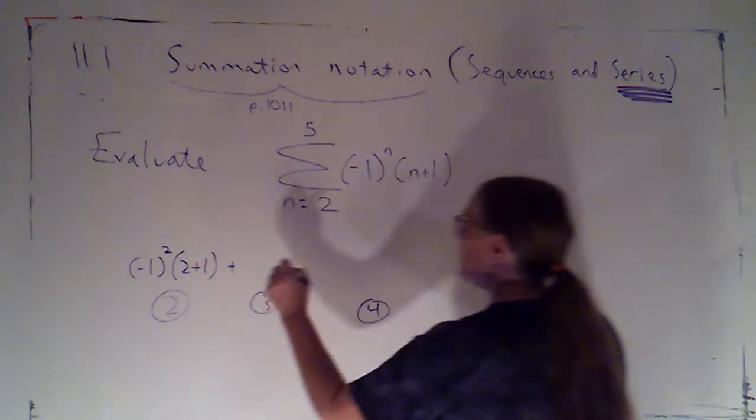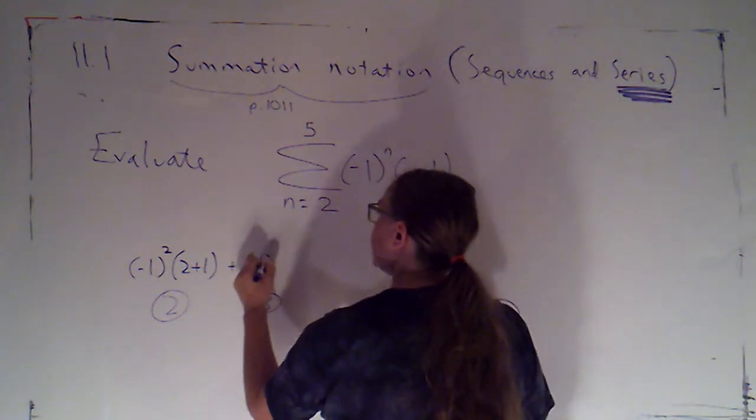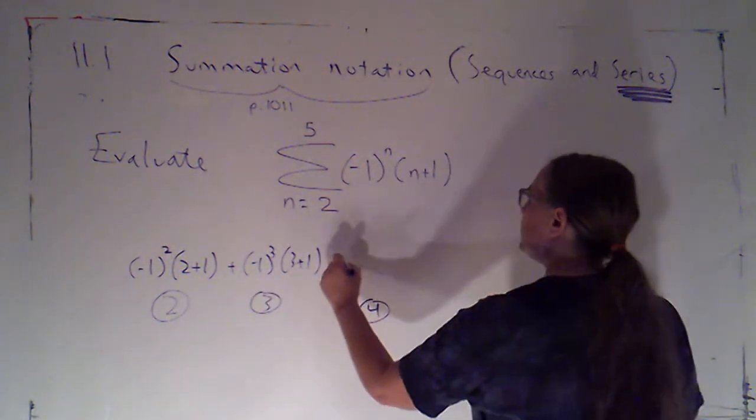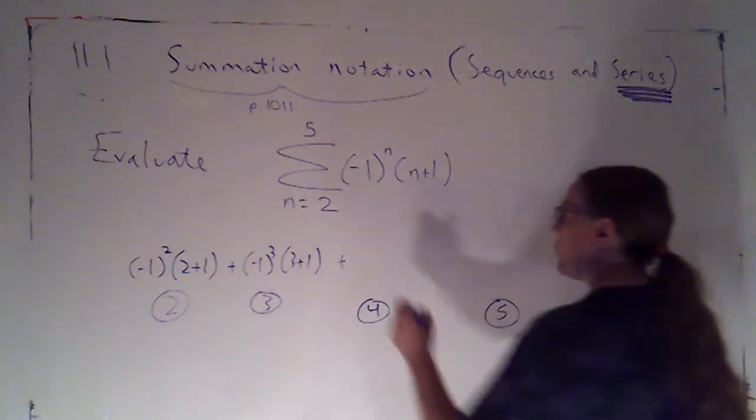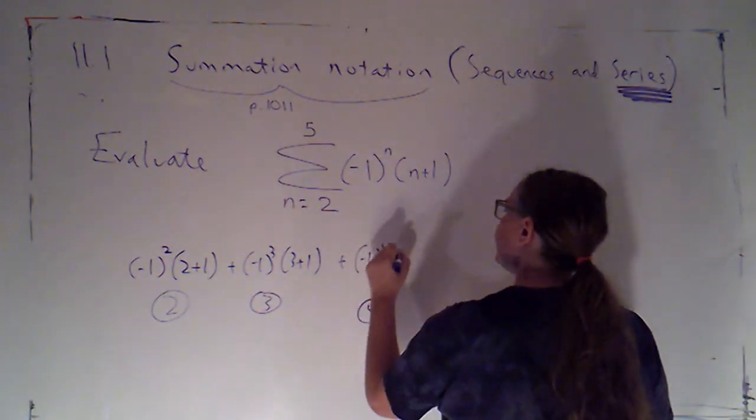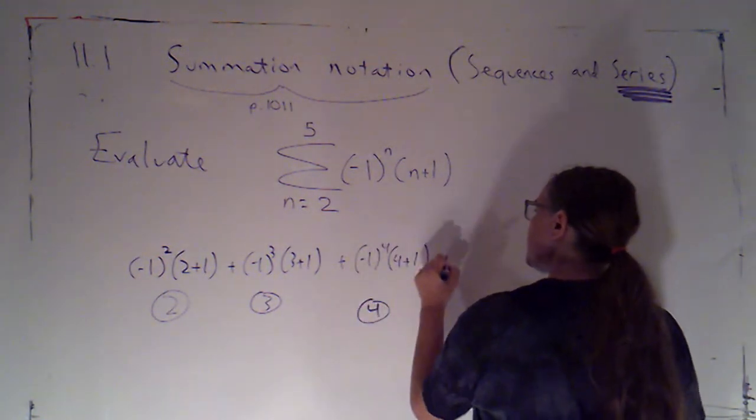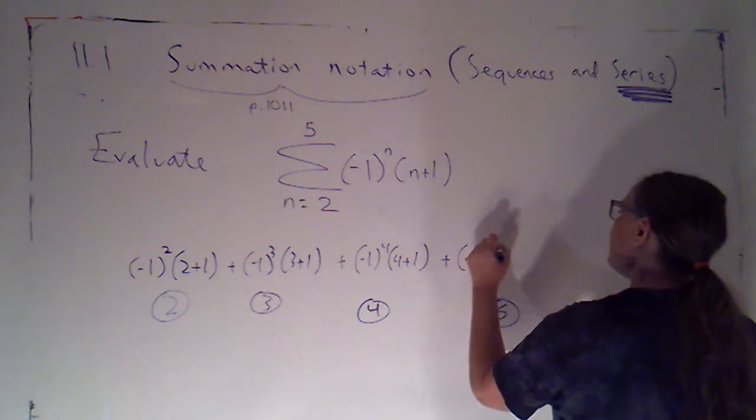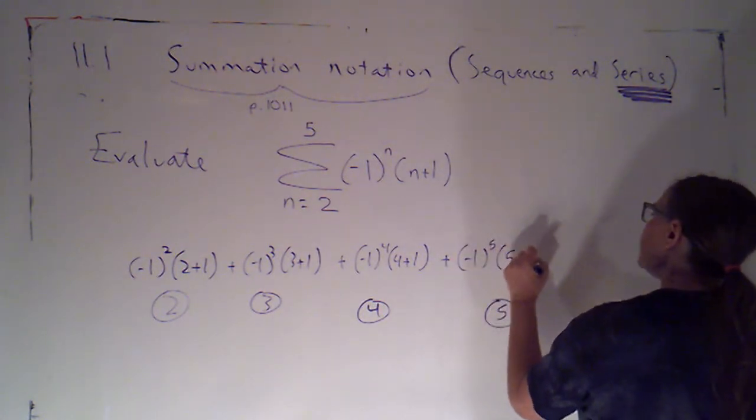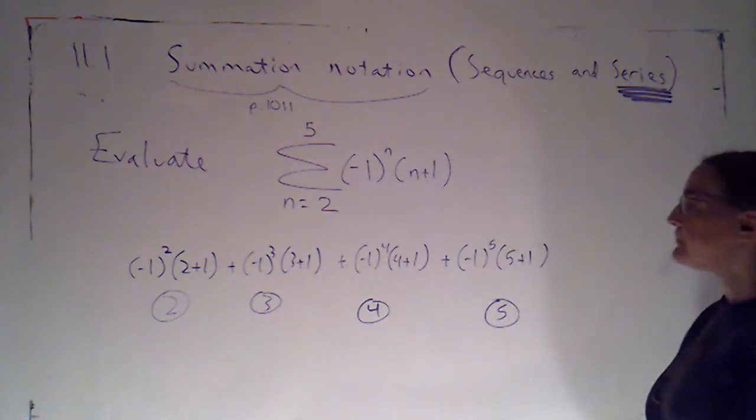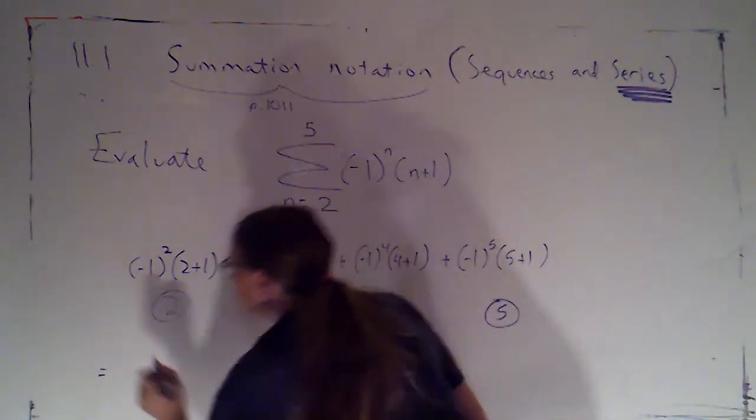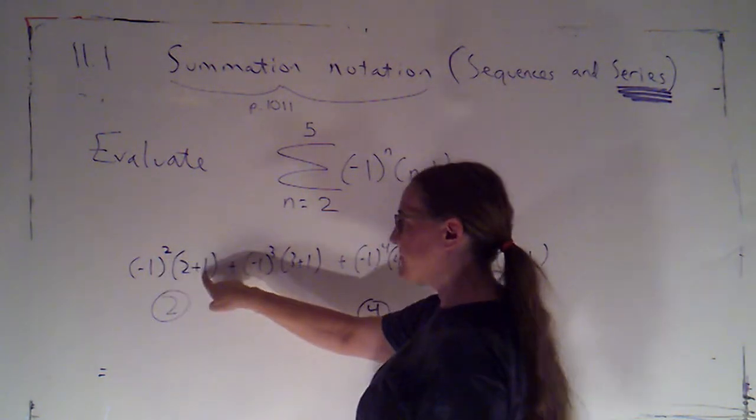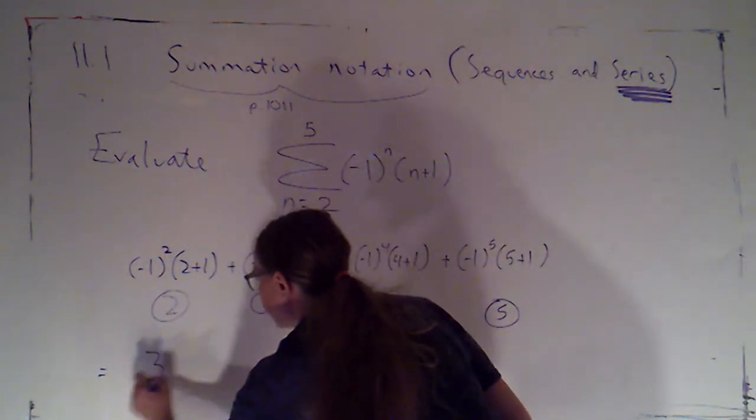So plus, when n is 3, I'm going to get negative 1 cubed times 3 plus 1. Plus, when n is 4, I'm getting negative 1 to the 4th times 4 plus 1. Plus, when n is 5, negative 1 to the 5th times 5 plus 1. All right, so now let's see what these are. Negative 1 squared is 1. 2 plus 1 is 3. 1 times 3 is 3.